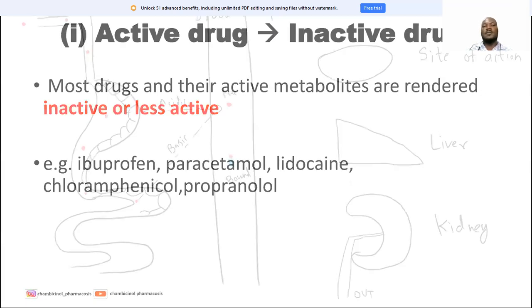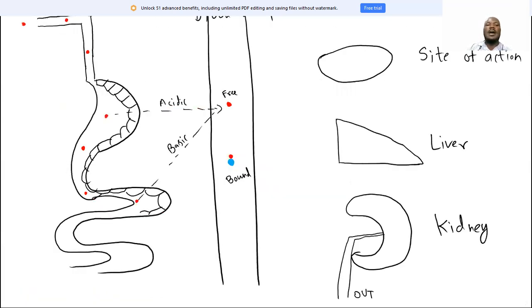So this diagram explains those drugs which are active and converted into inactive form. You can see, as we said, once the drug reaches the systemic circulation, because the drug is active, it will be distributed to the site of action. If it reaches the site of action, because it is active, it will induce the pharmacological effect. Once it causes the pharmacological effect, the drug has to be eliminated, so it will go back into the systemic circulation, and from the systemic circulation it will be eliminated.